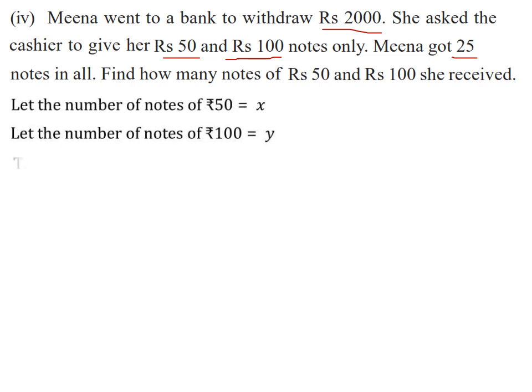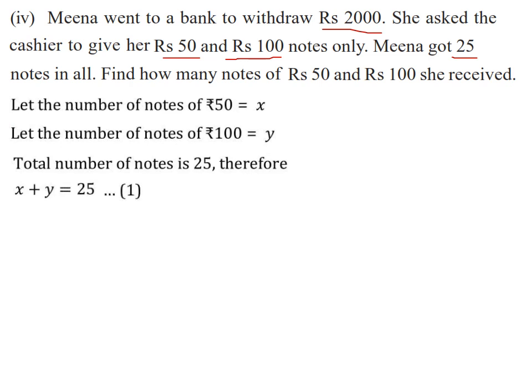So what do we have as the first equation? Total notes is 25. So we can get the first equation. Therefore x plus y equals 25. This is my first equation. Next, the total amount is rupees 2000. So 50 rupees notes plus 100 rupees notes equals 2000. So the equation will become 50x plus 100y equals 2000.